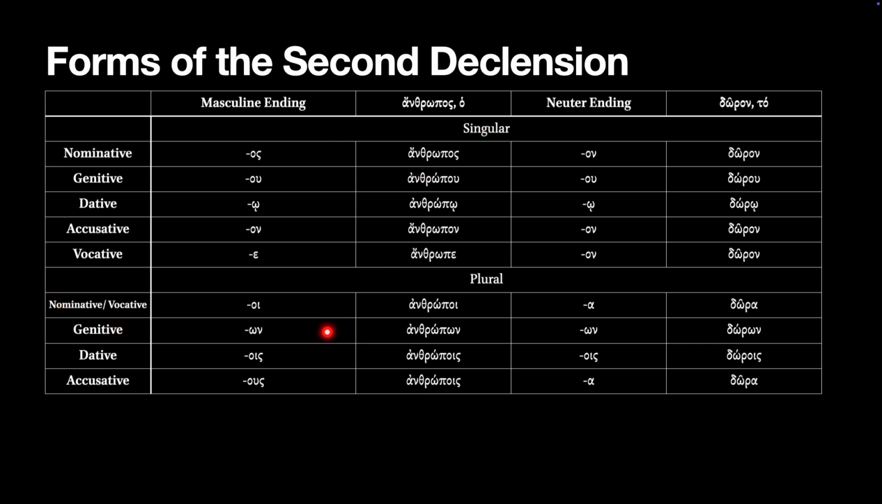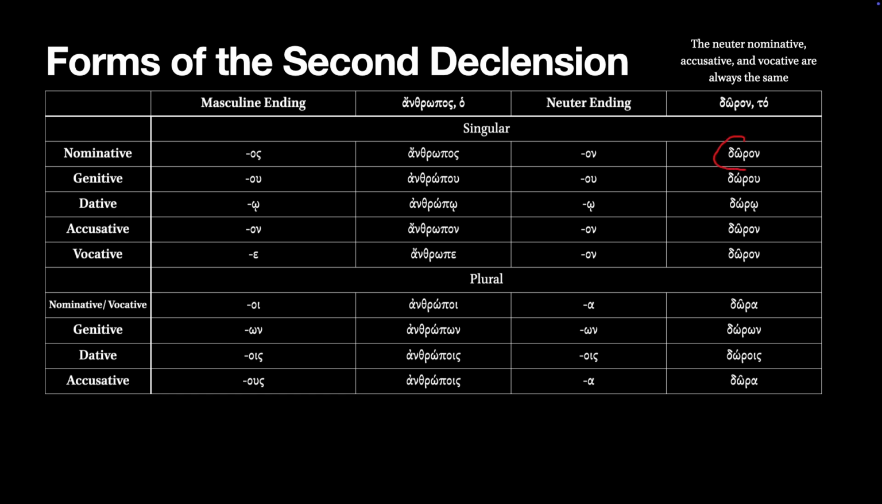So these are all the singular endings or forms for the masculine and the neuter respectively. You see we have os, ou, o, on, e for the singular, and oi, on, ois, ous for the plural. These are all the different endings, the way that the end of a word will change to indicate what case it's in and what number it's in. Notice that there are a lot of similarities between the masculine and the neuter, but there are also a handful of differences. The neuter nominative, accusative, and vocative are always going to be the same.